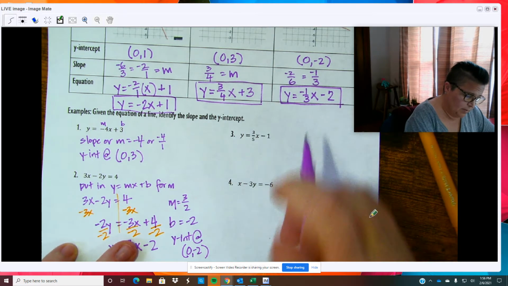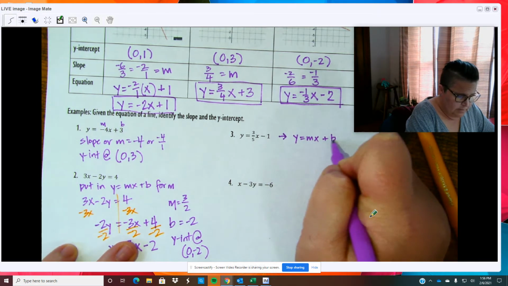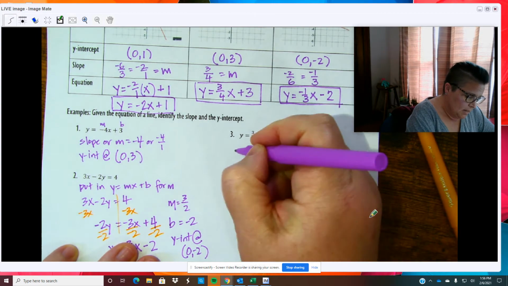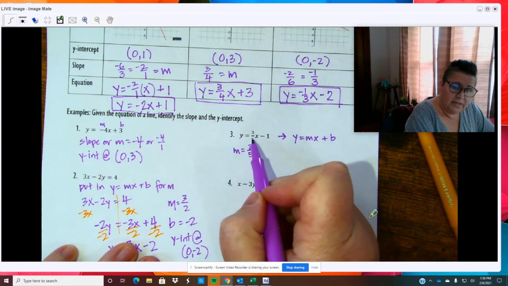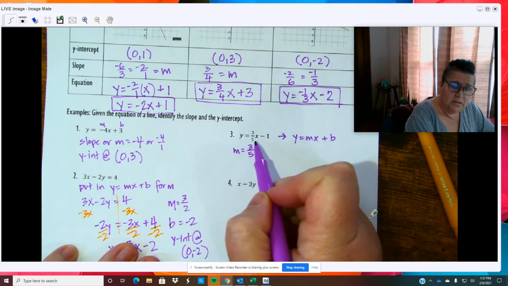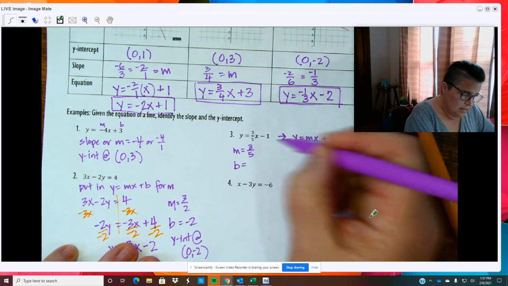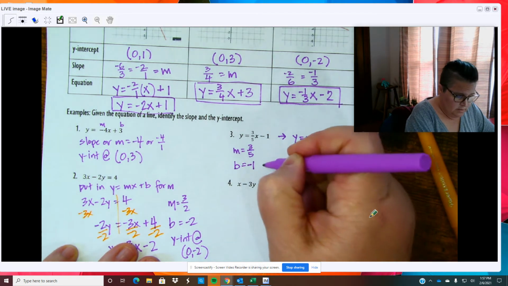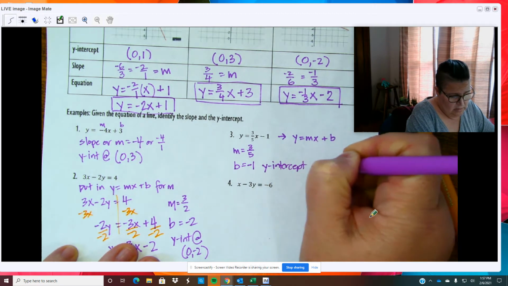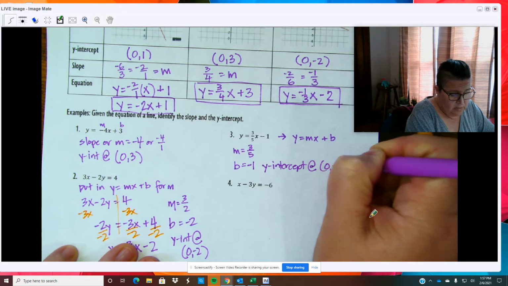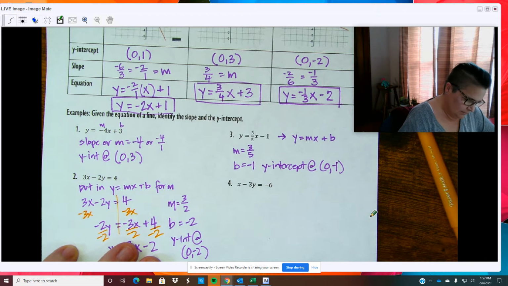If we're looking at problem number 3, y equals mx plus b. This is the correct format. I know my m, or slope, is going to be the coefficient of the x, just what's in front of it. So that's 3/5. My b is going to be the -1. So that tells me my y-intercept is going to be at (0, -1). 0? What's a 0? I don't know what a 0 is.